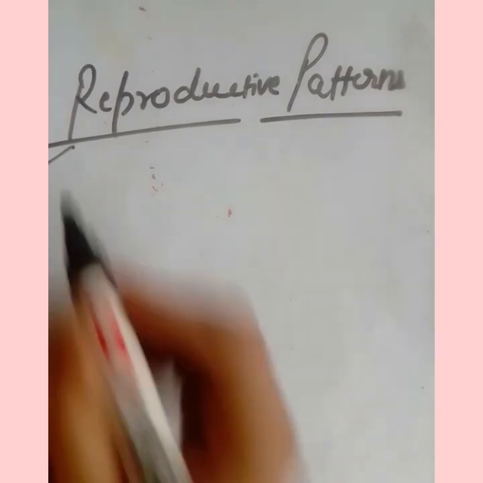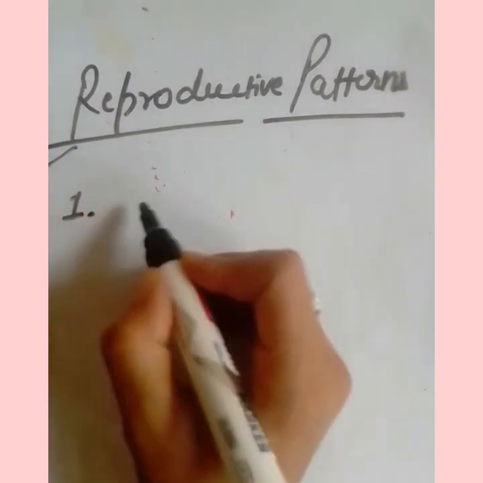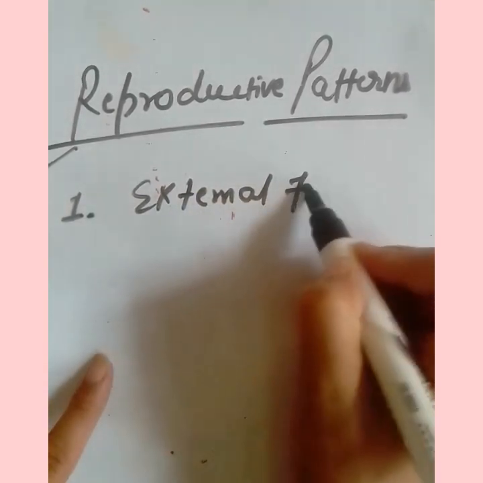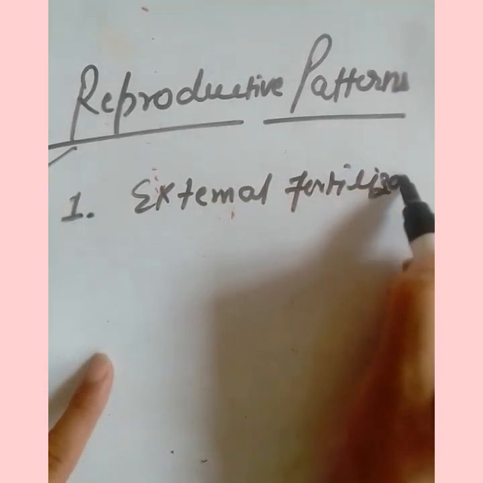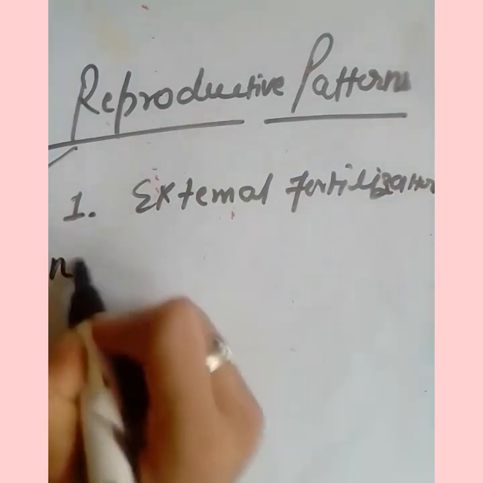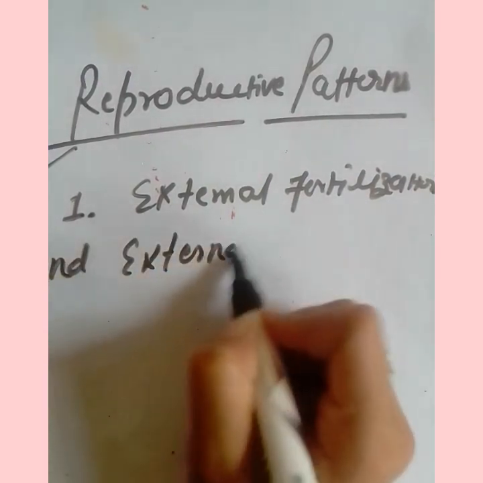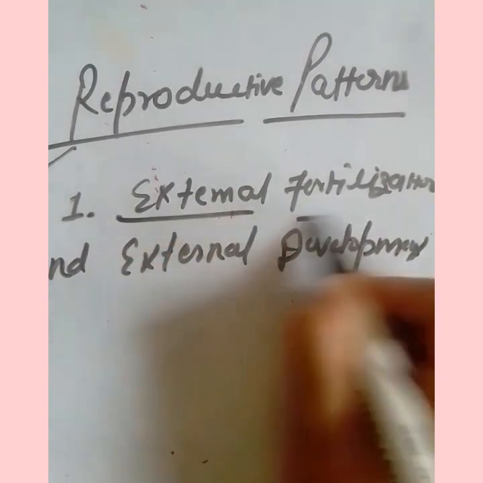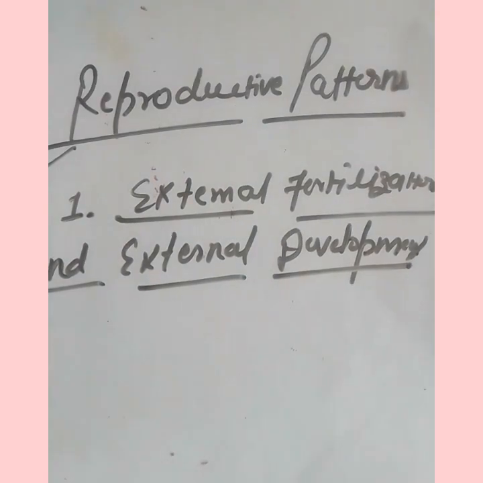Hello students. So we have started the chapter reproduction and today we will do reproductive patterns. Reproductive patterns will be of three types. First, external fertilization and external development. Okay, external fertilization and external development.